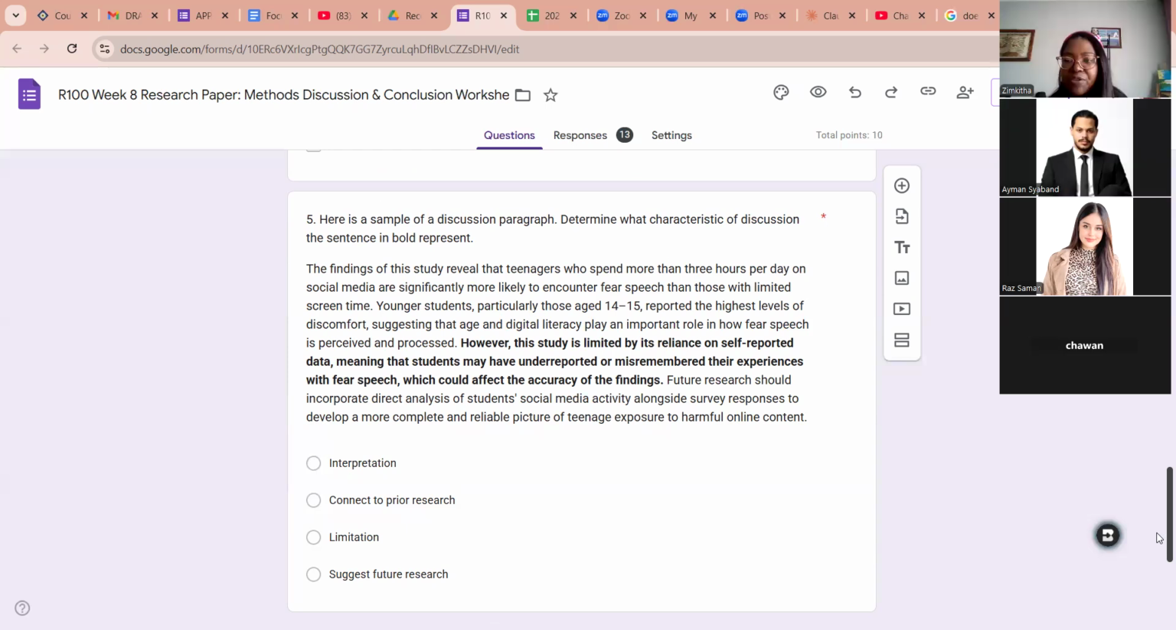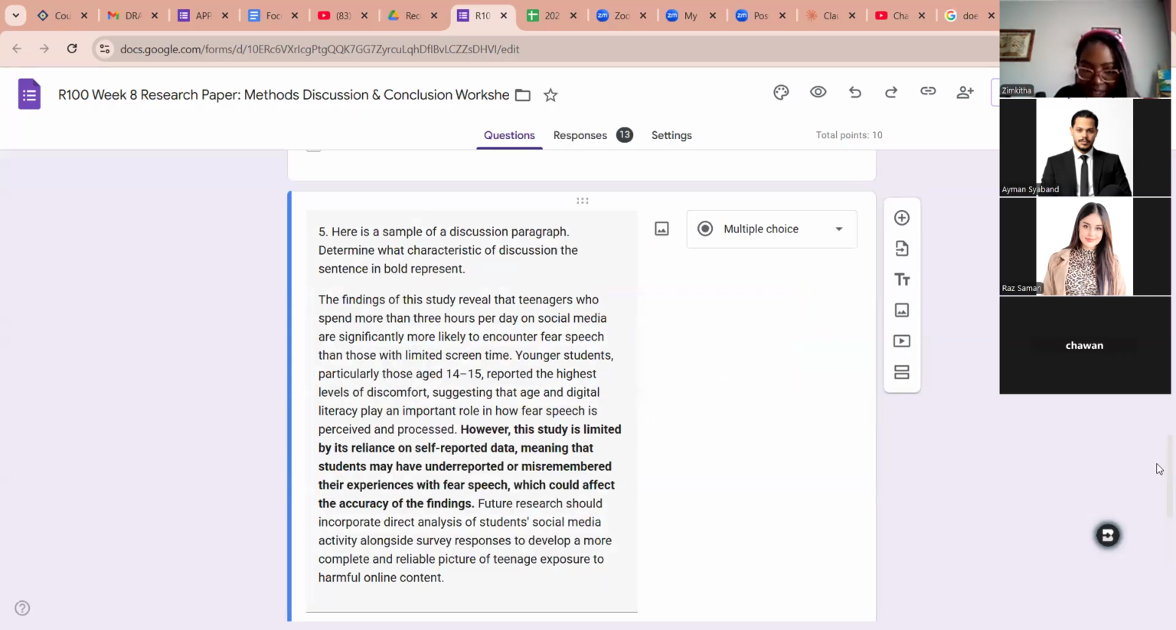Was it your same answer? My answer is already in the boldened part. There is, however, this study is limited by its reliance on self-reported data. Self-reported data means a weak study method. Yes, there you go. And the key word is limited. Did you understand this well? Yes. Perfect.